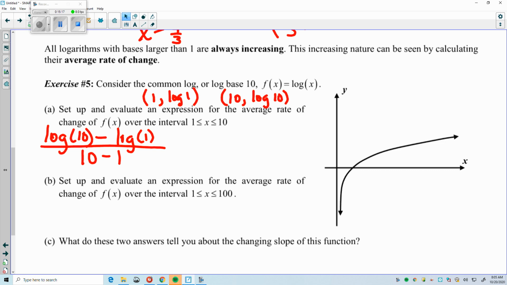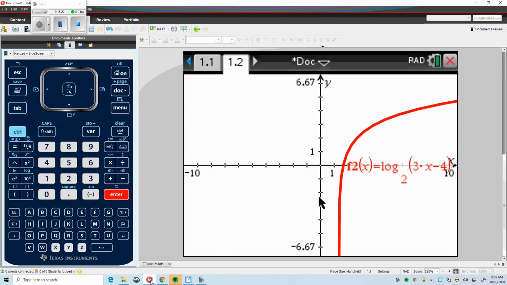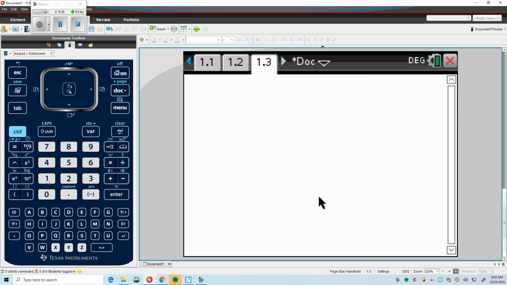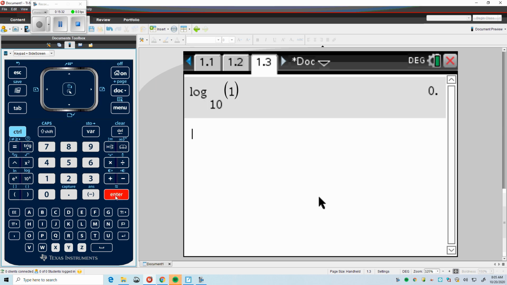Now, maybe you don't know what the log of 1 and the log of 10 is. That's okay. We have a calculator. Grab your calculator, get yourself a calculator page, and we can evaluate it. So I want to figure out the log of 1. Notice I'm leaving that base 10 blank. That's okay, because it's a log base 10. So the log of 1 is 0. And if I do this again, I want to figure out the log of 10. And the log of 10 is 1.